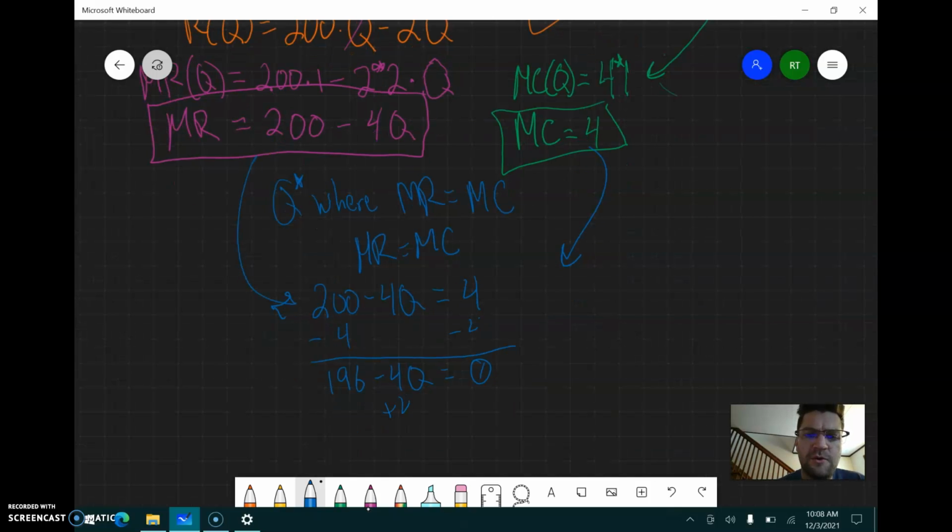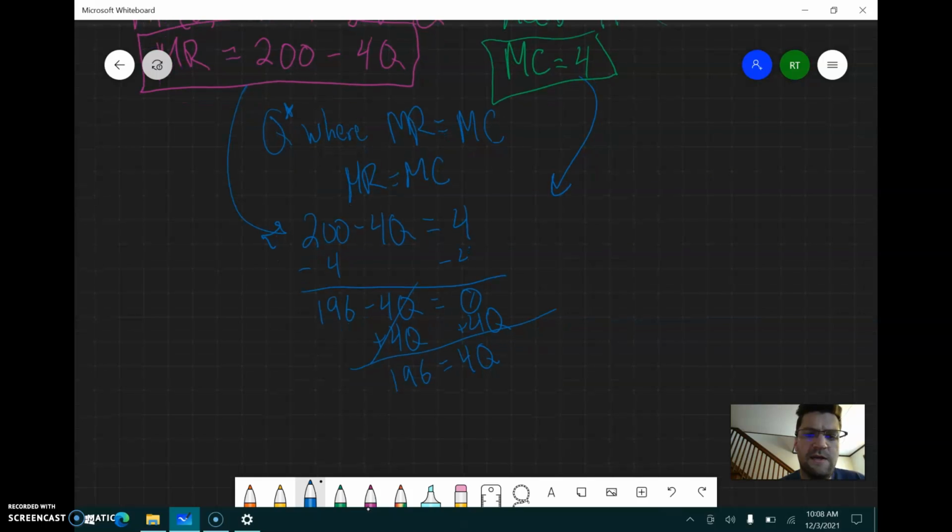Then I'm going to add 4Q to both sides. That's going to annihilate this 4Q. We end up with 196 equals 4Q. And if you divide 196 by 4, 196 divided by 4, my handy dandy computer tells me that the answer is 49 units.